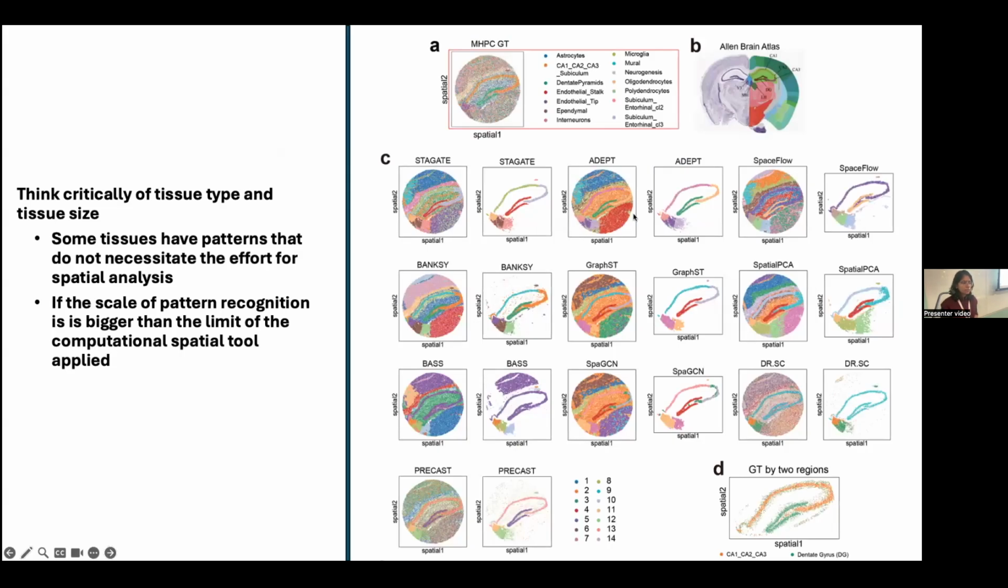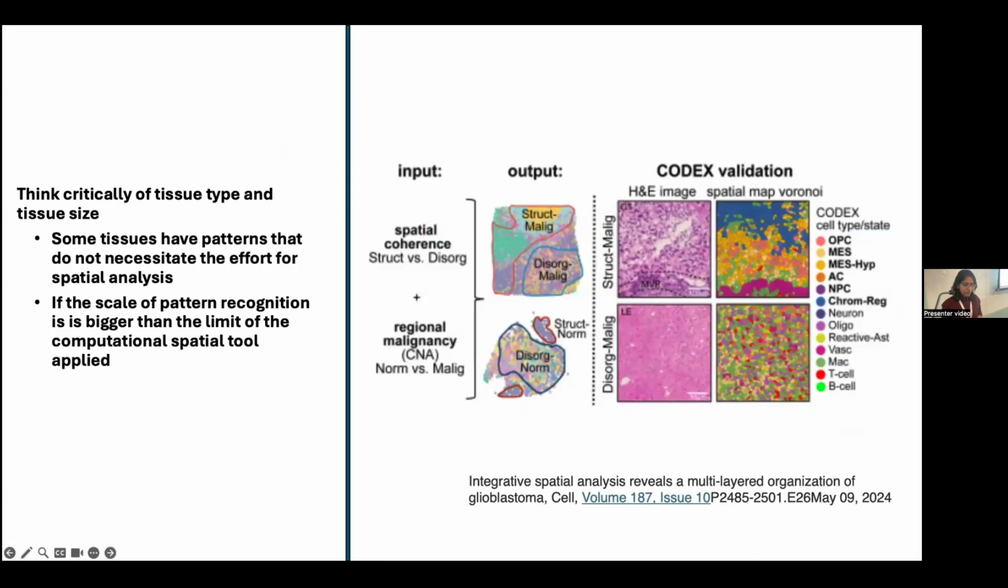So this one is from the Allen Brain Atlas. You find that many of these benchmarking papers have all these nice, beautiful pictures of the mouse hippocampus, dentate gyrus. The structures are all well preserved. But you're not going to find this when you're looking at something that is diseased. This one is another example, a nice example. This is a GBM paper.